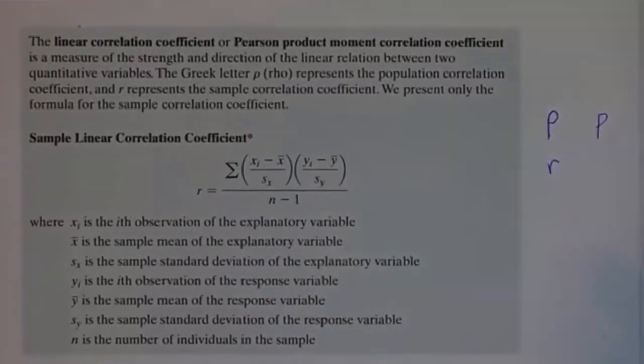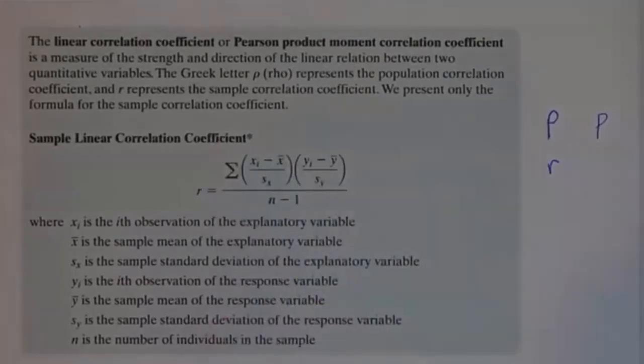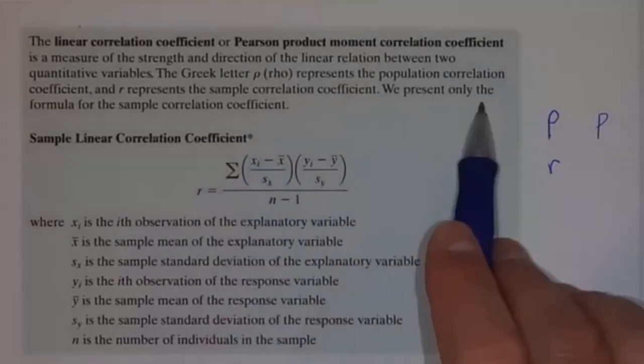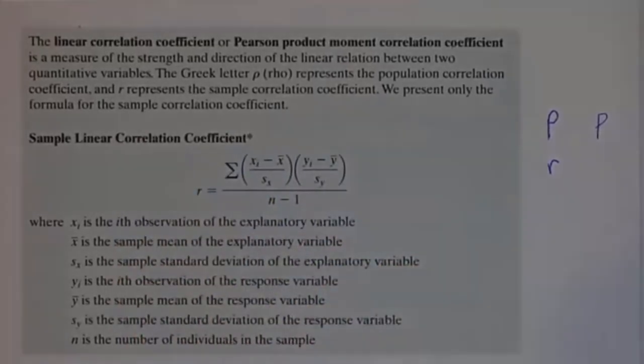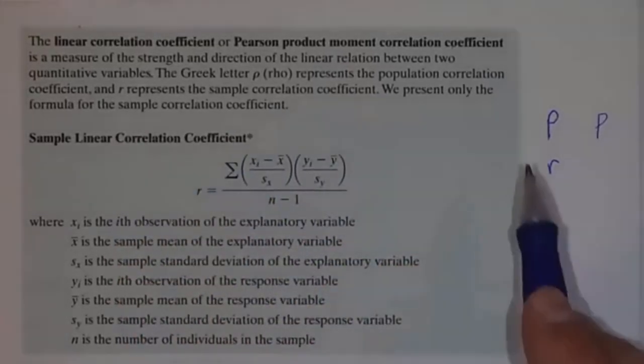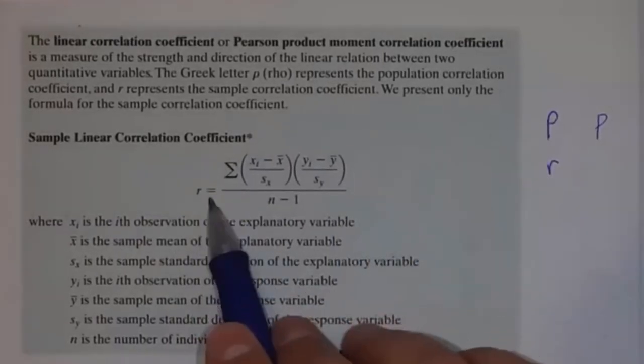Using our normal standard, we use a Greek letter for the parameter. We use an English letter for a statistic. So R is going to be the sample correlation coefficient. In this textbook, we present only the formula for the sample correlation coefficient. So we're not going to worry about rho in this class. We're only going to worry about R.